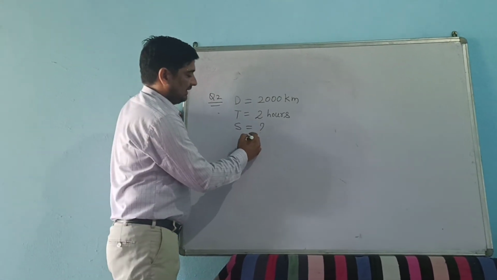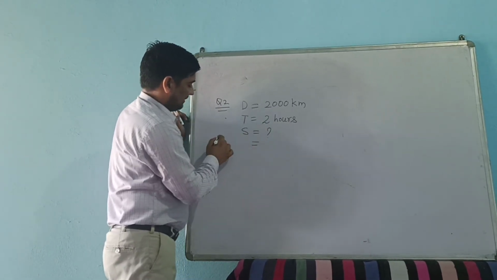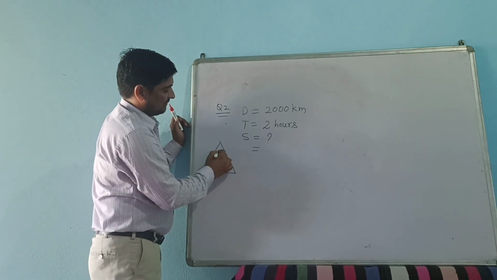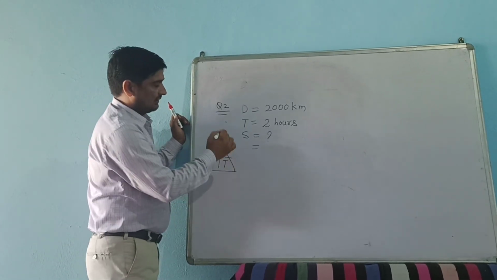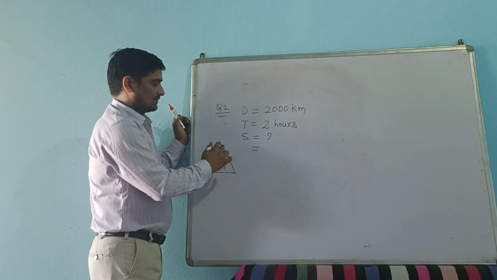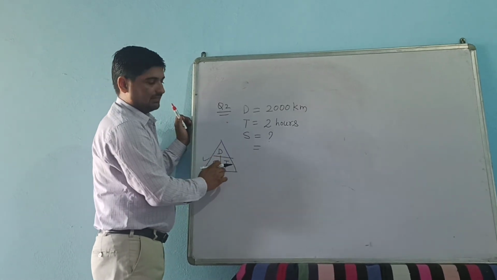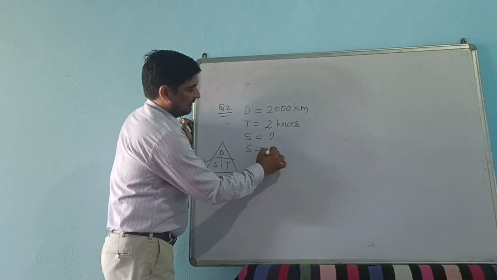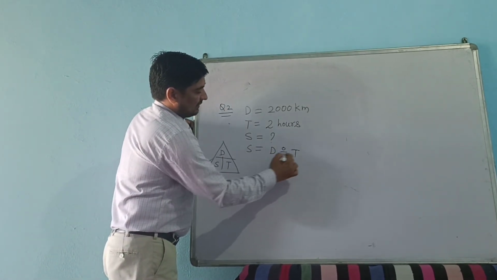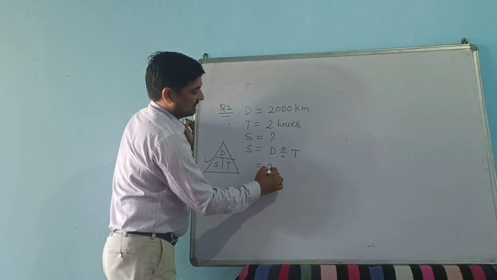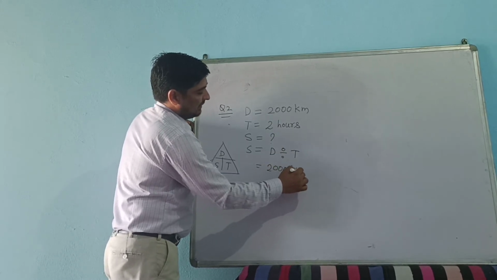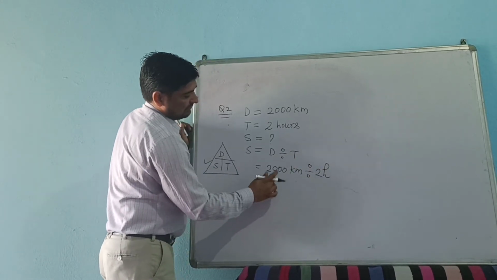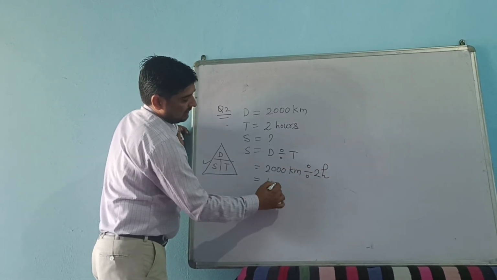So see, speed will be, you will make that triangle, already I have told you. So this will be D, S, T. Here, this time we want to calculate speed. So speed will be distance divided by time. You cover that S, you will find D divided by T. So speed will be D divided by T. So here distance is given 2000 km divided by time, 2 hours. So it will be 2000 divided by 2. So it will be 1000.